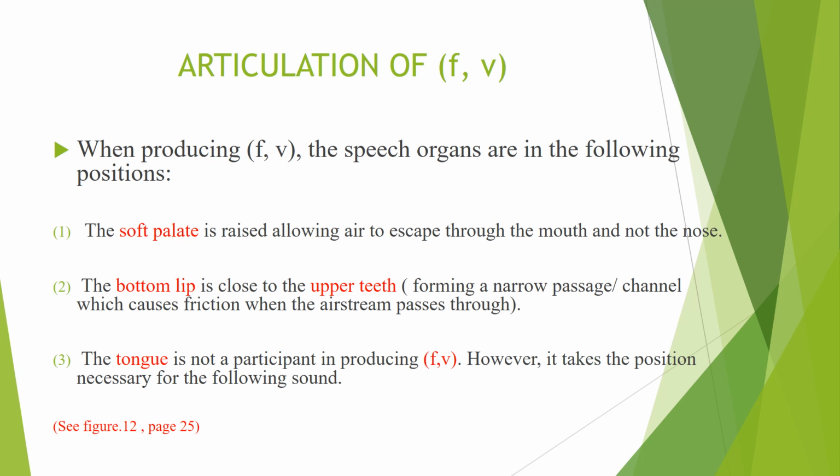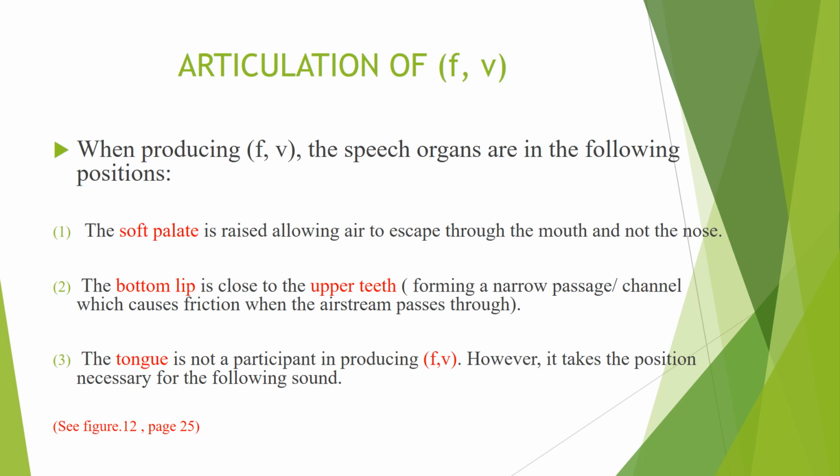Remember, we said that the soft palate has two positions, raised and lowered. When it is raised, it allows air to pass through the mouth. When it is lowered, it allows air to escape or to pass through the nose. But in the case of fa and va, the soft palate is raised. Why? Because fa and va are oral sounds. And in the production of all oral sounds, the soft palate is always raised.